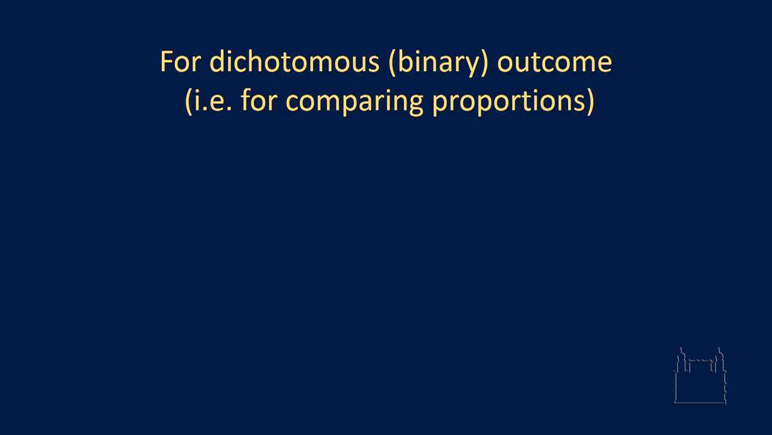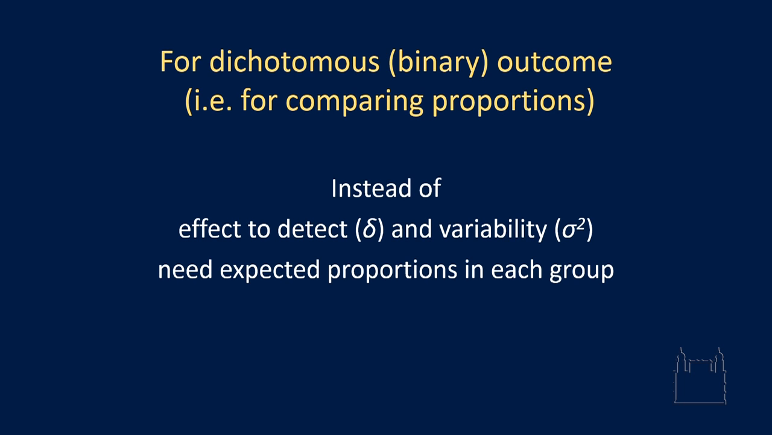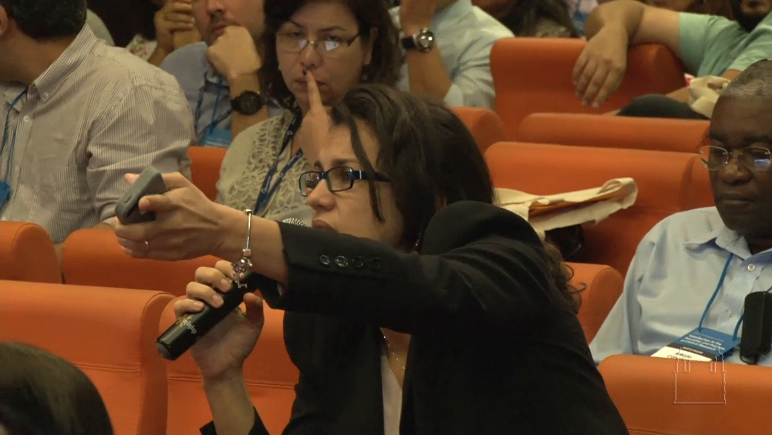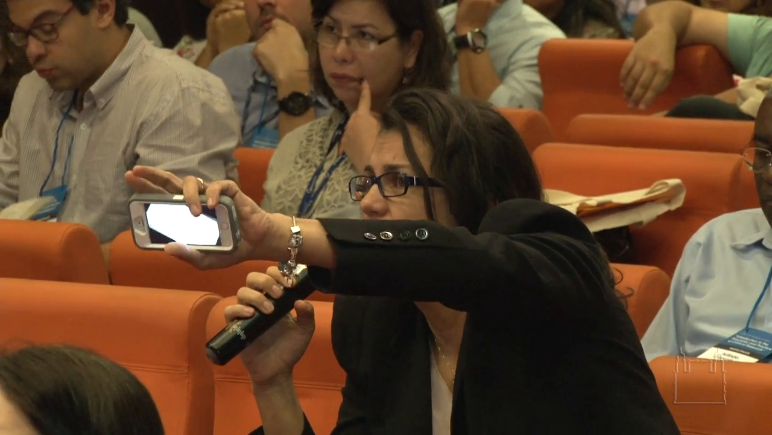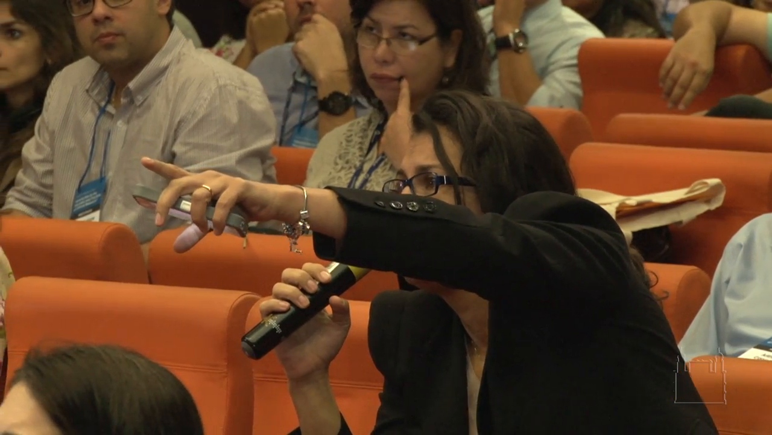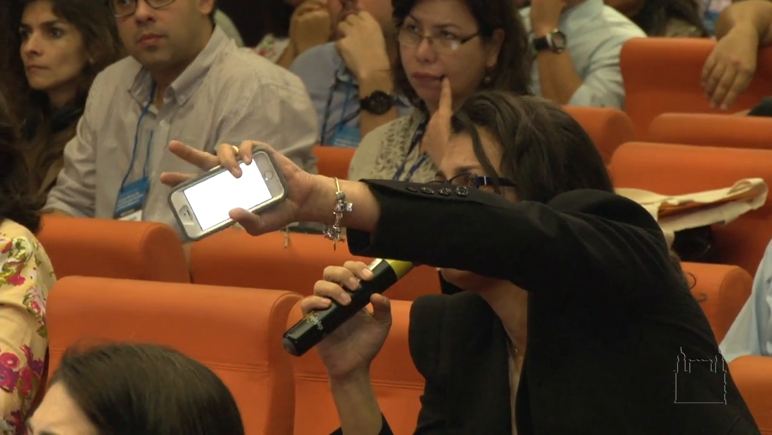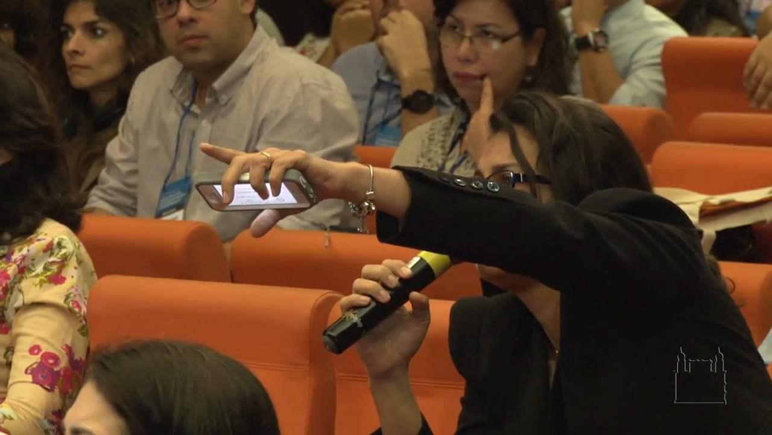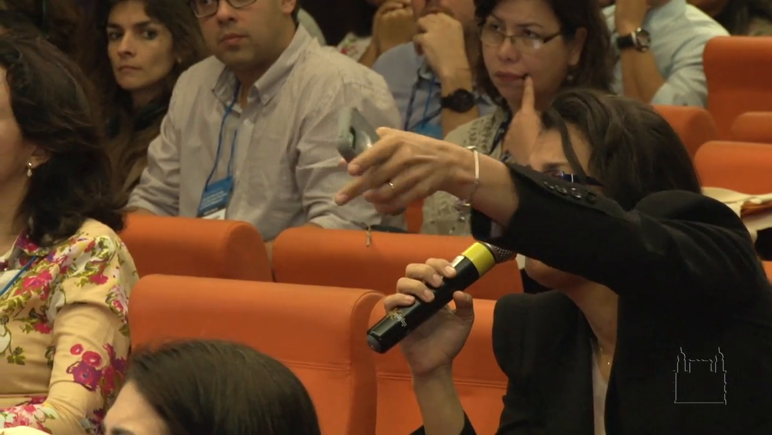Okay, so for dichotomous, binary outcomes, or comparing proportions, instead of talking about detecting a delta and a variability, we're talking about the expected proportion in both groups. We have a question. It's not a question, it's an observation. In the last slide, isn't it the opposite? The sigma is on the other side, and D is equal to, because in the formula it's the opposite.